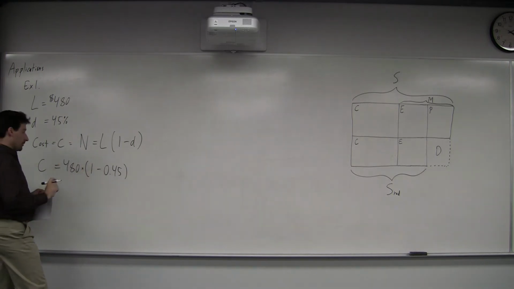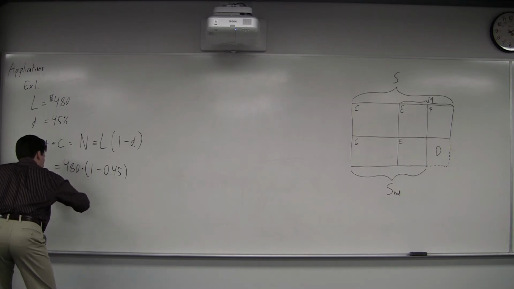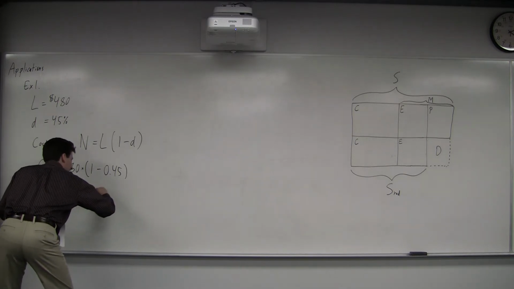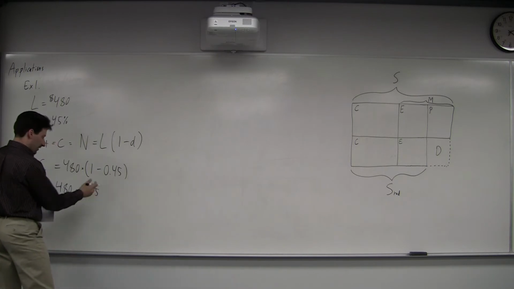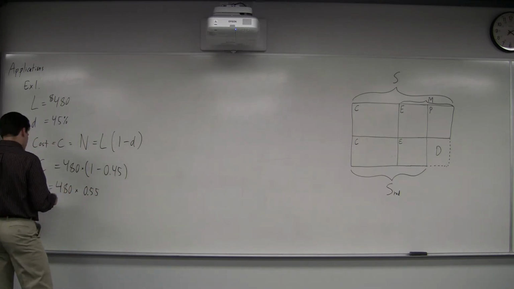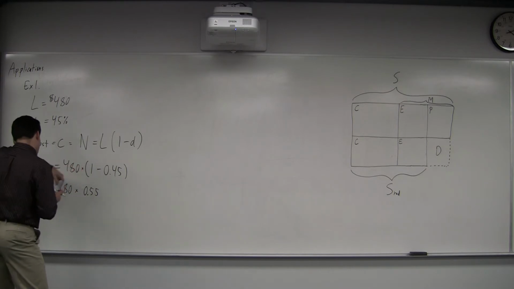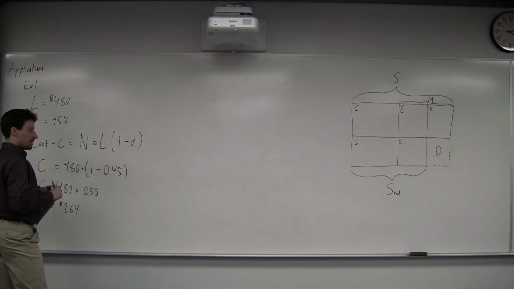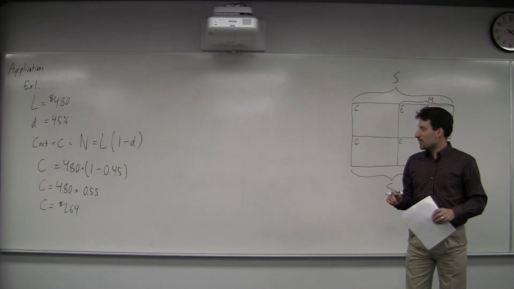45% as a decimal. So the cost is going to be $480 times 0.55, because if we take 45% of the price away, we're left with the remaining 55% of the price. That gives us a cost of $264. Great. Let's fill that in our diagram as well.